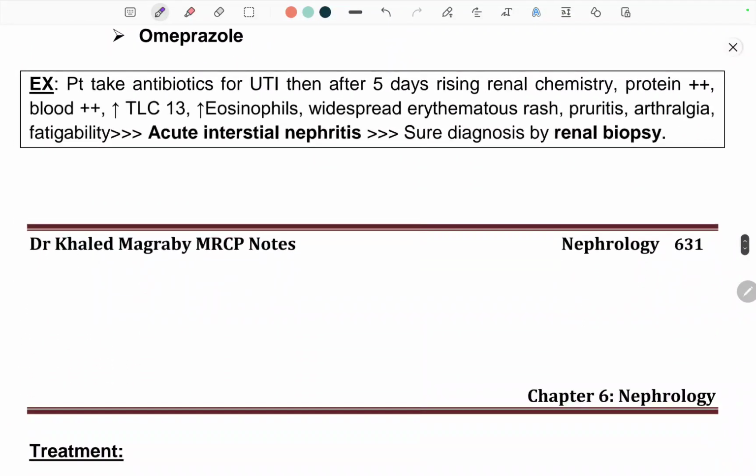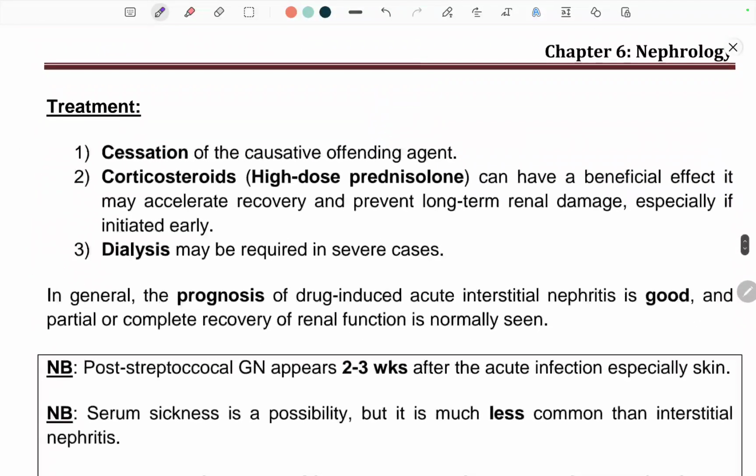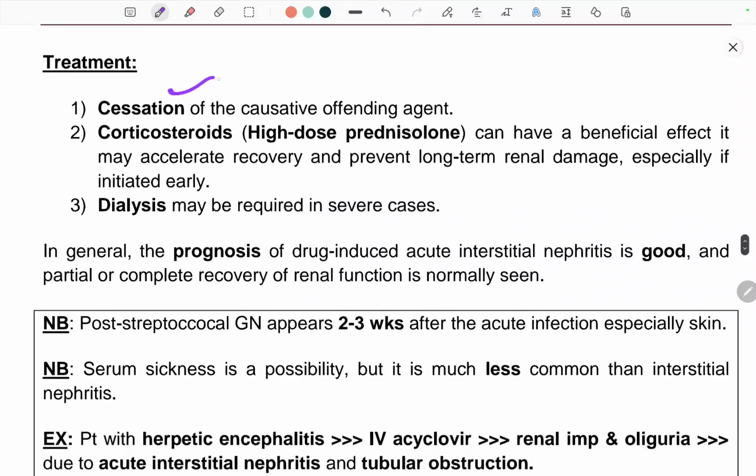A patient takes an antibiotic for UTI, then after 5 days has rising renal chemistry, protein 2 plus, blood 2 plus, increased eosinophils, widespread erythematous rash, pruritus, arthralgia, fatigability. This is acute interstitial nephritis, with sure diagnosis by renal biopsy. Treatment is cessation of the drug and, of course, steroids. Higher dose prednisolone can have a beneficial effect, accelerating recovery and preventing long-term renal damage, especially if initiated early. Dialysis may be required in severe cases.